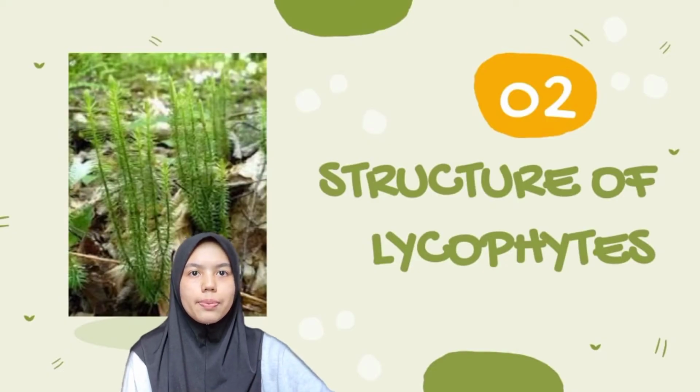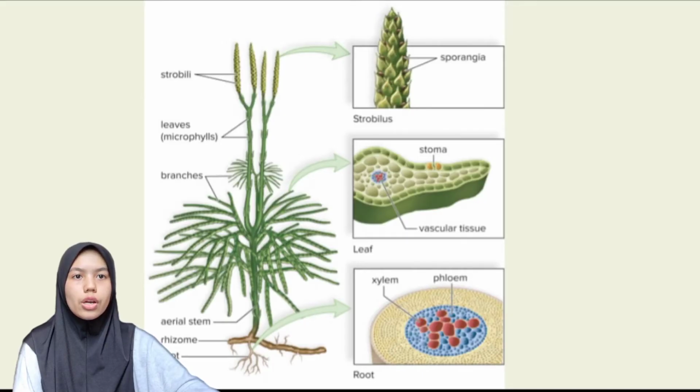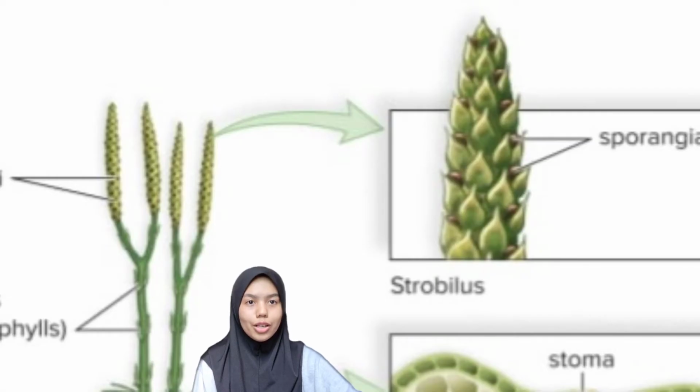Next, I will explain the structure of Lycophytes. We are going to see the structure from top to bottom. So, on top here, we have a cone-shaped structure which is called strobili. The strobili resemble a club or heavy stick.